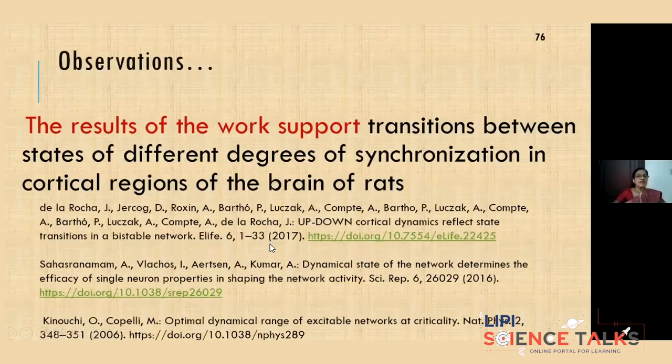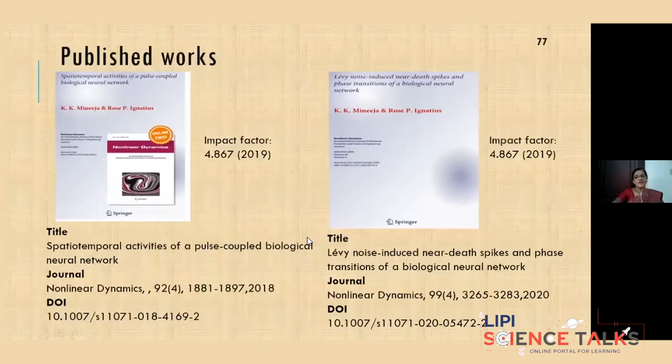Now, some of the results of this work support transition states of different degrees of synchronization which are observed in the cortical region of the brain of rats. That is an experimental study, which is reported in these journals. And these two published works are given in Nonlinear Dynamics, which is published by Springer.